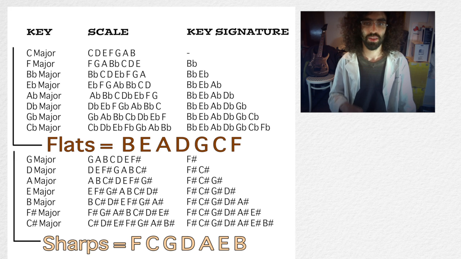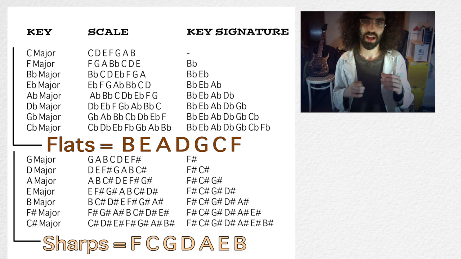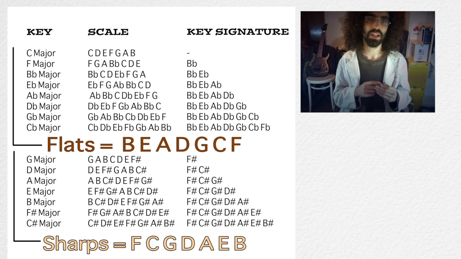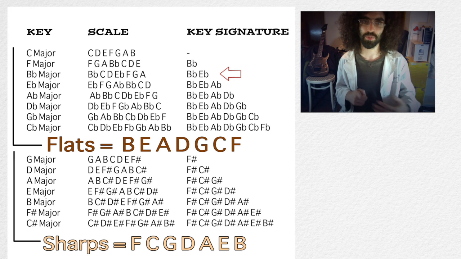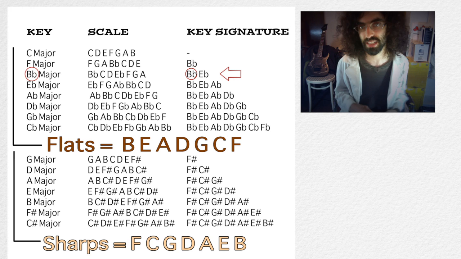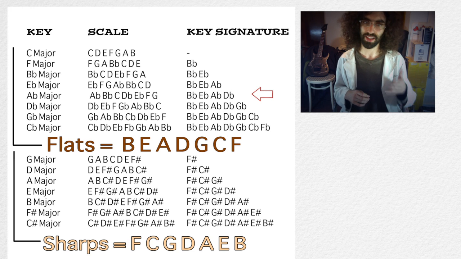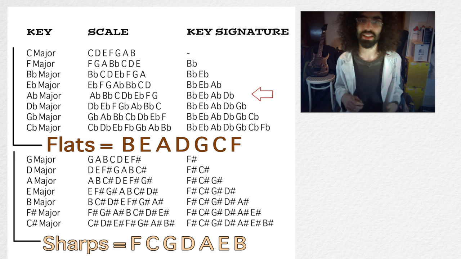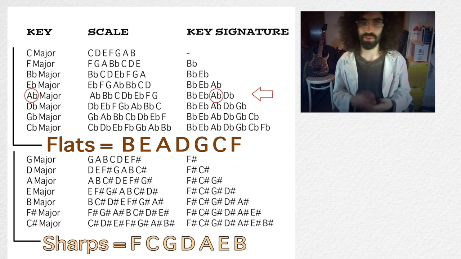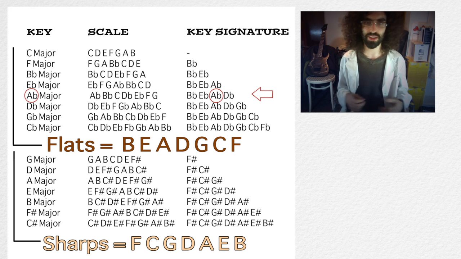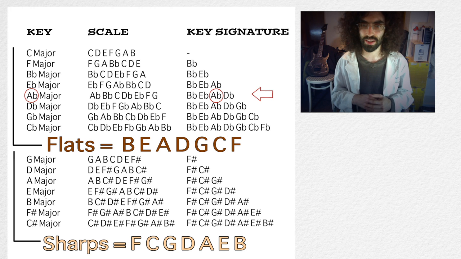Alright, so there are a lot of actually interesting patterns when you study this list that you might notice. For example, the second to last flat in a flat key's key signature is also the name of the key. Like for B flat major, if you go from left to right and look at the flats, B flat, E flat, the second to last flat from left to right is B flat, and that's also the name of the key, B flat major. If we look at A flat major, from left to right we have B flat, E flat, A flat, D flat. So the second to last flat there is A flat, and we're in the key of A flat major. That's a cool little pattern that I like to point out.